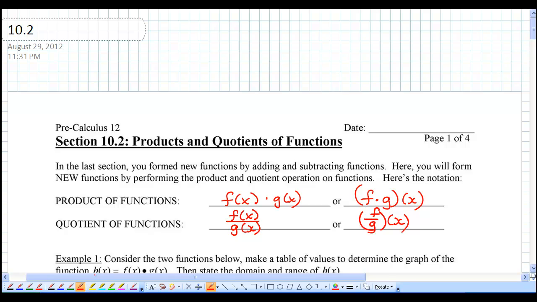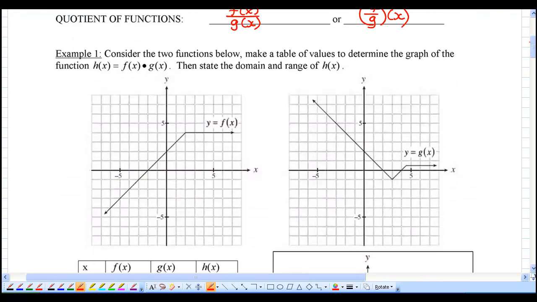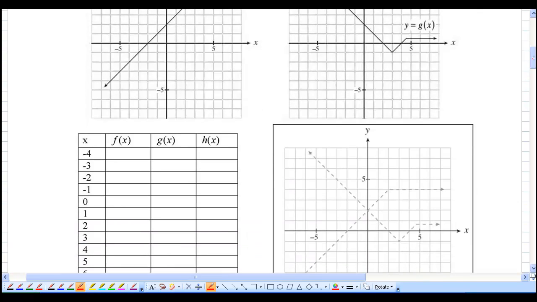Okay? And by the way, it doesn't have to be f over g. It could be g over f too, right? Depending on what you decide. So, same two graphs, because it's easier to copy and paste. So let's go ahead and make a table of values, then determine the graph of this function. In this case, the h of x function is the product. And then once again, we'll do the domain and range, all that kind of stuff.